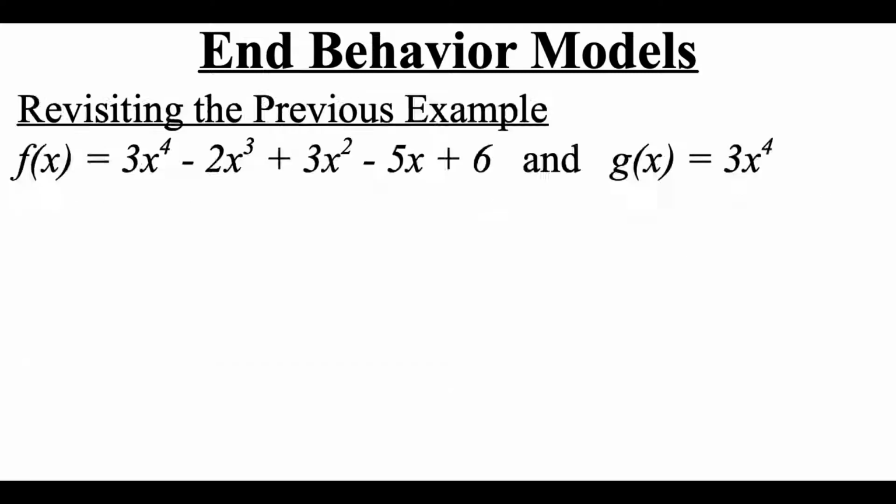So if we revisit that previous example with our f of x and g of x functions, we'll look at the limit of the ratio f of x divided by g of x as x is approaching positive infinity and negative infinity. We'll check what that limit ends up being to see if this g of x function truly is a good end behavior model for our f of x function. And I'm going to graph this out.